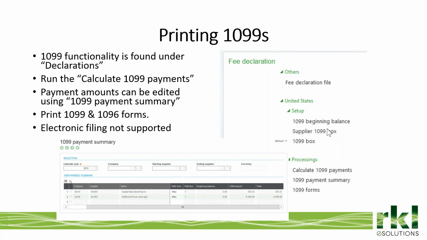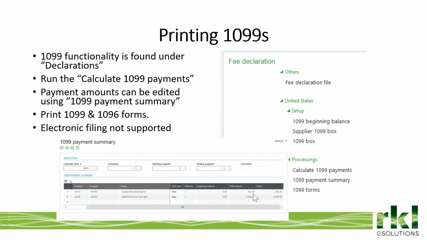Just make sure that box was checked ahead of time. But if that's not the case, don't worry, all hope isn't lost. Within this function there's a payment summary that will allow you to edit various invoices or change the amounts. So there is an amount in here where you can change what the 1099 amount is for various invoices. So you can make edits to what you originally put in there should you need to.